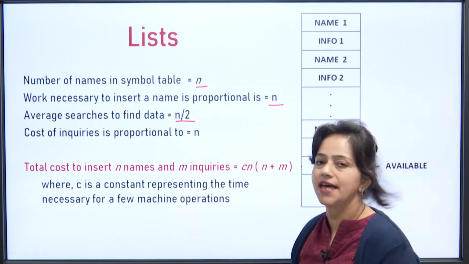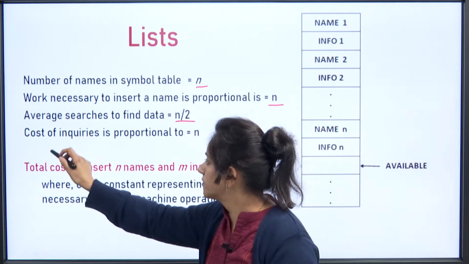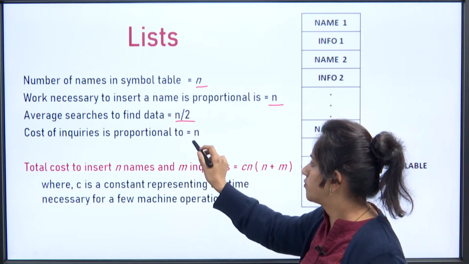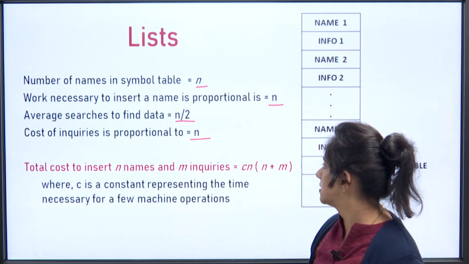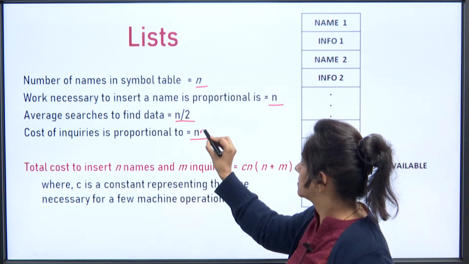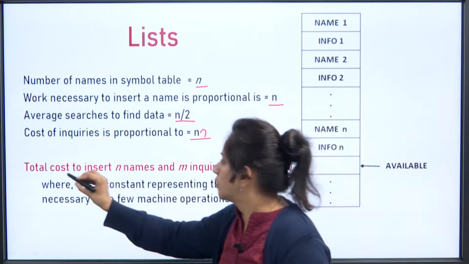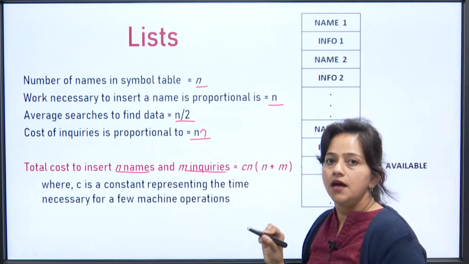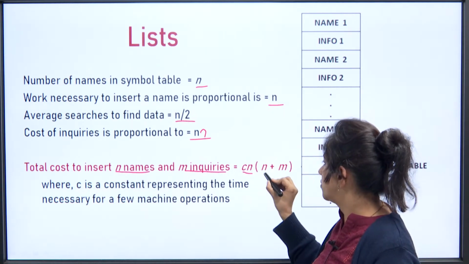So, we can say this is n by 2. Now, next is the cost of inquiries, which is proportional to, suppose, m. Now, the total cost to insert m names or m inquiries will be C n into m plus n.